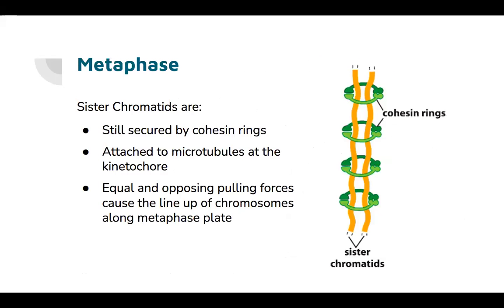So, moving on to metaphase. When we enter metaphase, the sister chromatids are still secured by these cohesin rings, and they're attached to the microtubules at the kinetochore. There are equal and opposite pulling forces, which was the push-pull, which cause them to line up along the metaphase plate at the center of the cell.